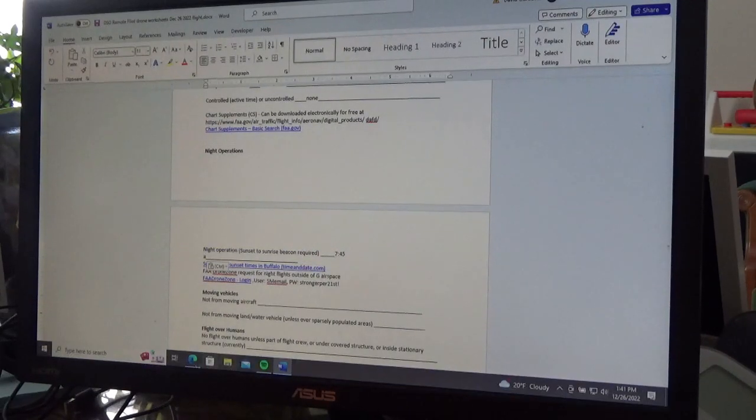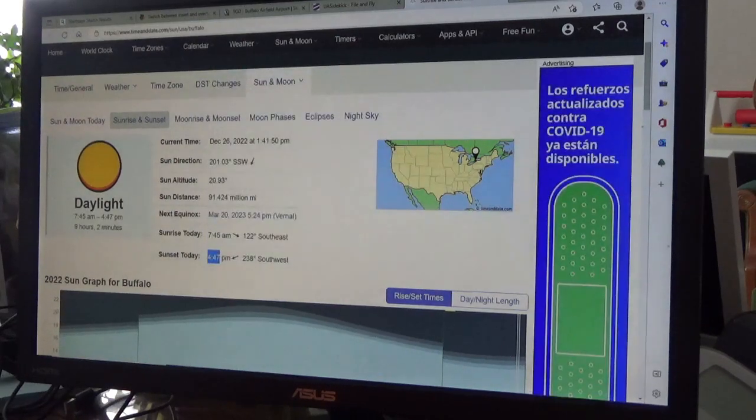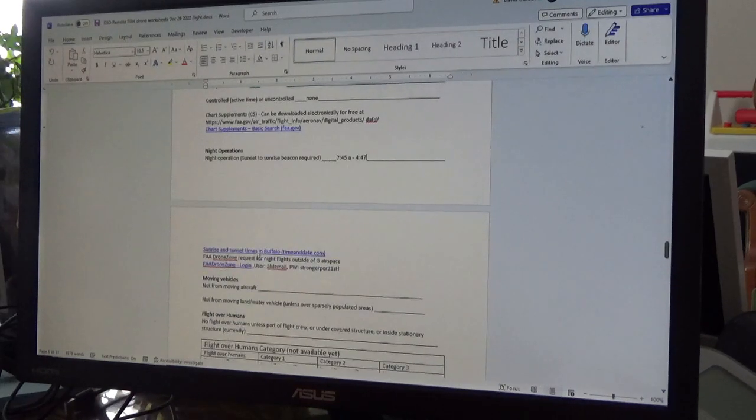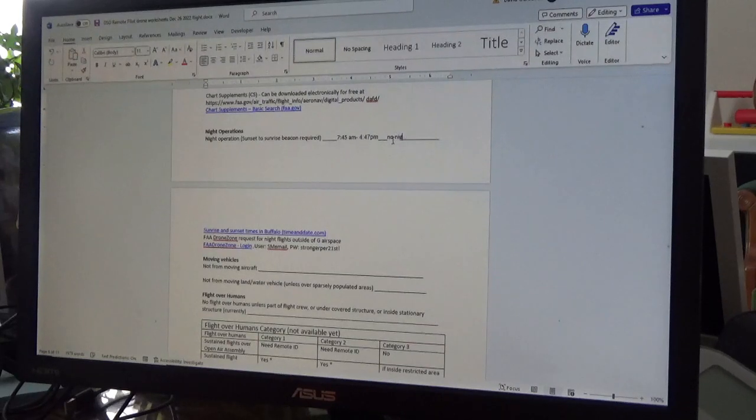Whoa. Yeah, in the wintertime, the days are pretty limited. PM, AM. All right, so we will not be flying after 4, so no night ops.